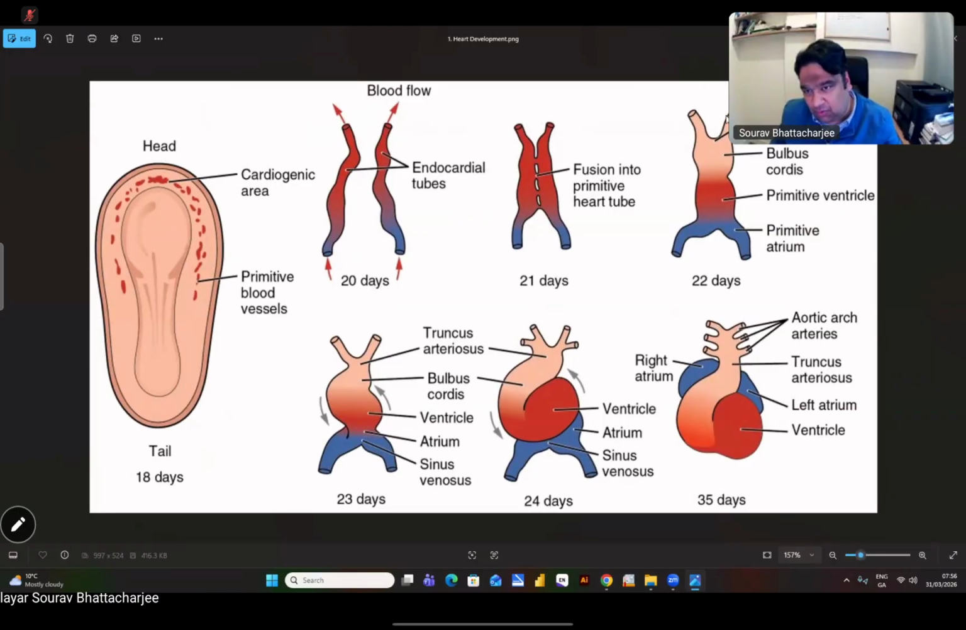So this is the very important part. Now, here it gets very exciting. Over time, this primitive cardiac tube will keep on growing and increasing in length.